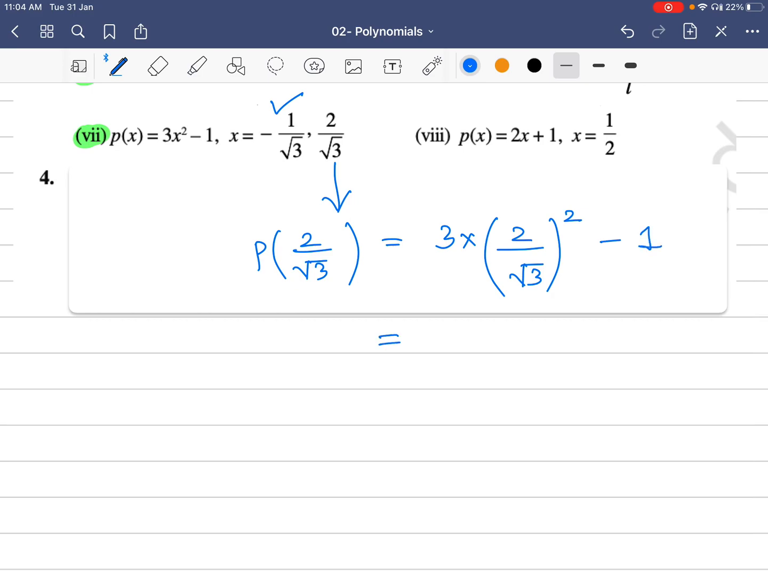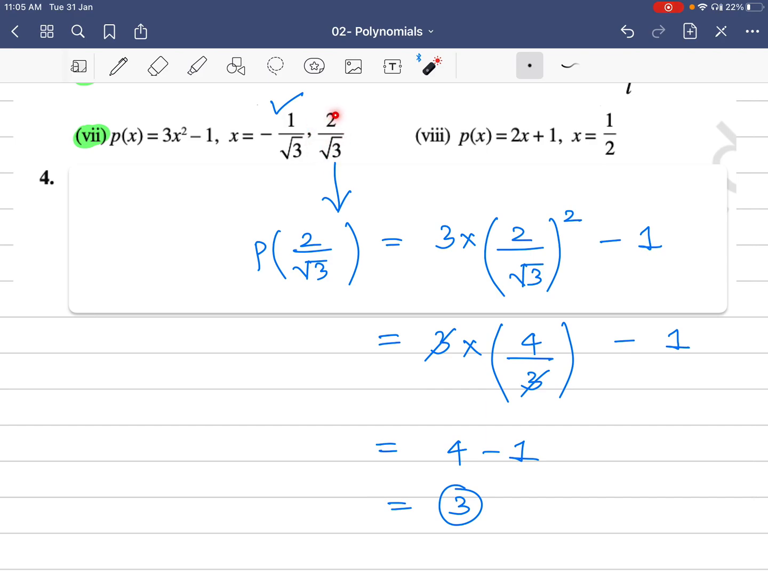Now, once again 3 into, let us solve the square term. So, square of 2 is 4, and square of root 3 is 3. So, 4 divided by 3, minus 1 as it is. So, this 3 and this 3 cancel each other out. So, what we get is 4 minus 1, and 4 minus 1 is equal to 3. So by using this as our value of x, p of x is equal to 3.